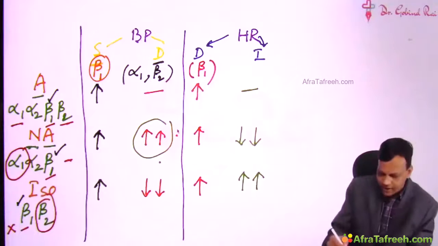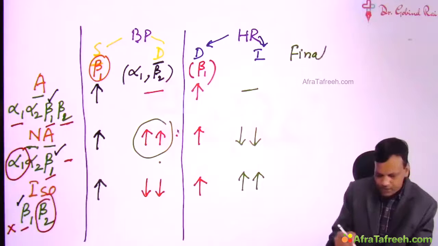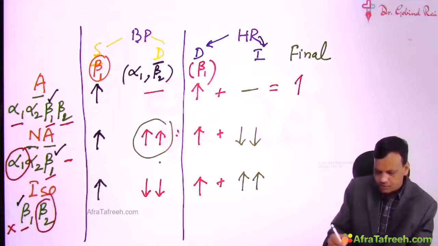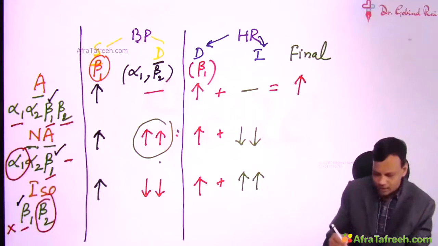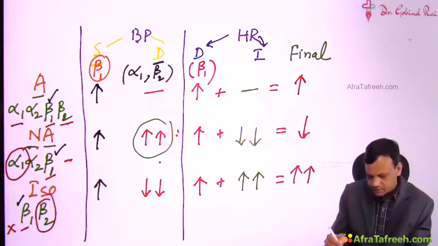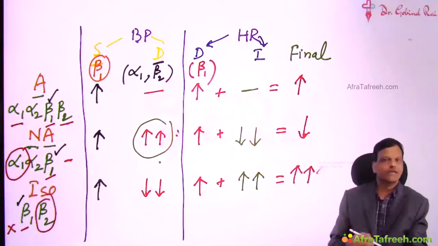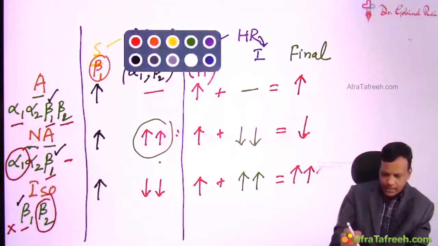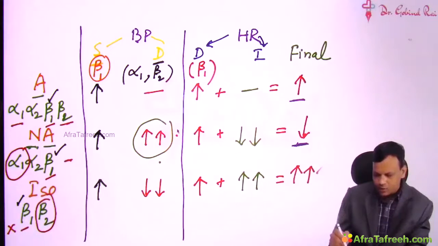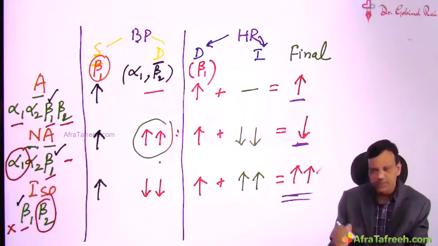So if we see the final effect on heart rate, it will be the simple arithmetic sum of these two heart effects, direct and indirect effect. So adrenaline 1 plus 0 is equal to 1. Noradrenaline 1 minus 2 will be minus 1. Isoprenaline 1 plus 2 will be 3. So the final effect on heart rate: adrenaline increases the heart rate, noradrenaline decreases the heart rate, and isoprenaline significantly increases the heart rate.